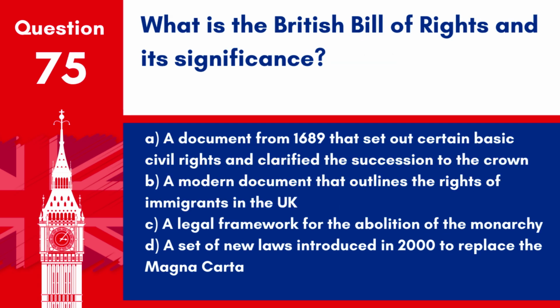Question 75. What is the British Bill of Rights and its significance? A. A document from 1689 that set out certain basic civil rights and clarified the succession to the Crown. B. A modern document that outlines the rights of immigrants in the UK. C. A legal framework for the abolition of the monarchy. D. A set of new laws introduced in 2000 to replace the Magna Carta.